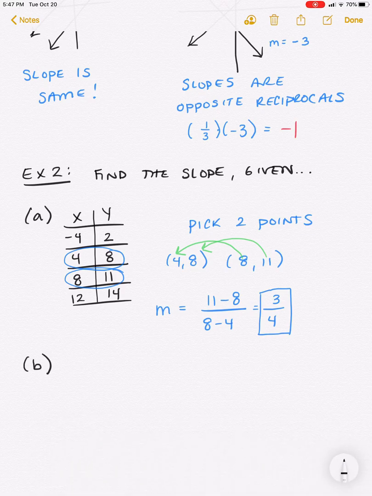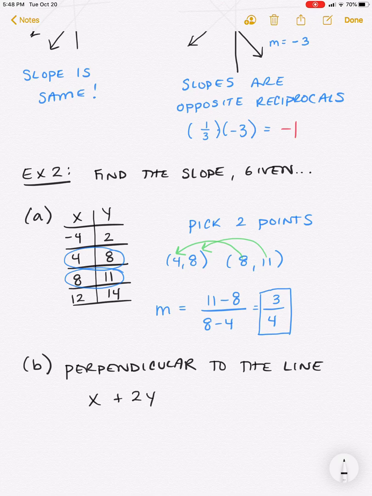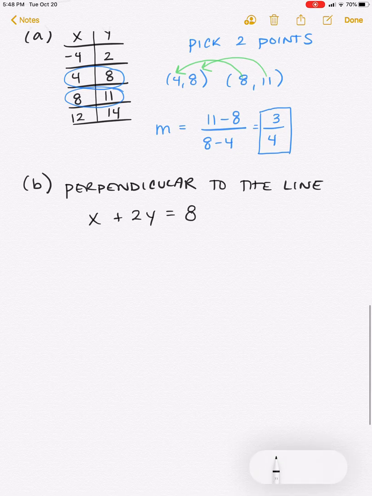Let's suppose that I am given a line perpendicular. So this one I want you to make sure you pay attention to. This is usually where students have trouble. So we're going to find the slope perpendicular to the line x plus 2y is equal to 8. All right, now stay tuned for this one.